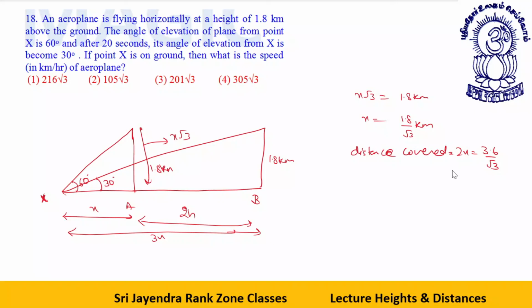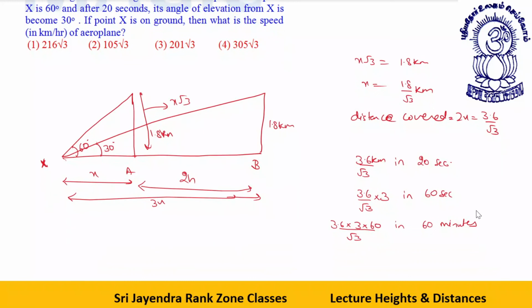So far clear? Now, this is 3.6 by root 3 kilometer in how many seconds? In 20 seconds. Clear? I can say 3.6 by root 3 into 3 in 60 seconds, or 3.6 into 3 into 60 by root 3 in 60 minutes. x is 1.8 by root 3, we have already got it.